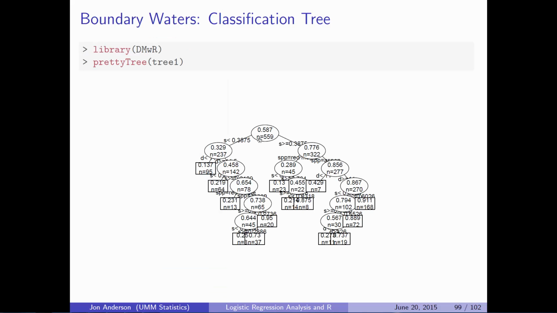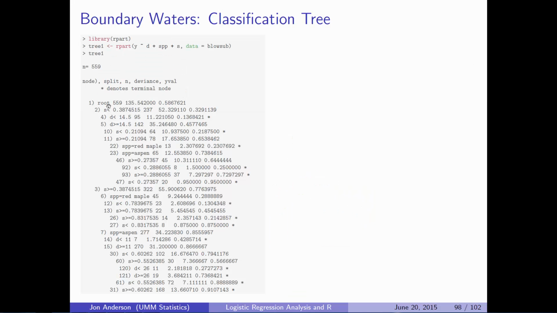What you're trying to do in this procedure is split the groups of trees into as homogeneous a set of response values as possible. Ideally, you'd like to be able to make little groupings that are all dead trees or all alive trees. So we did a pretty good job separating alive and dead here.